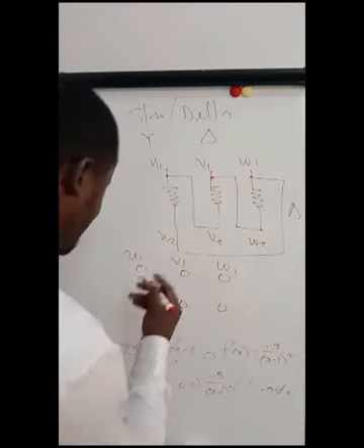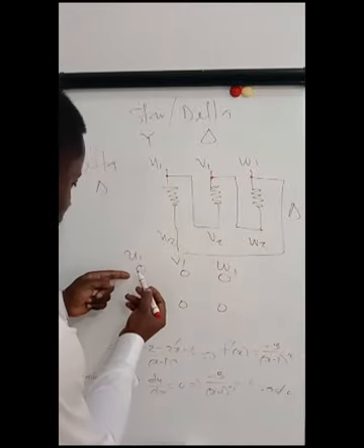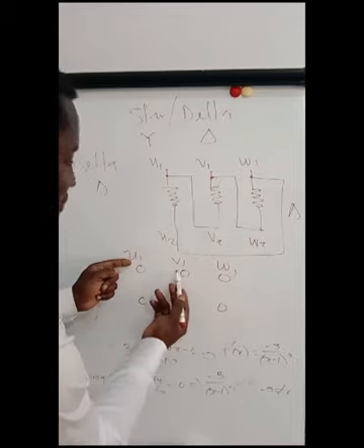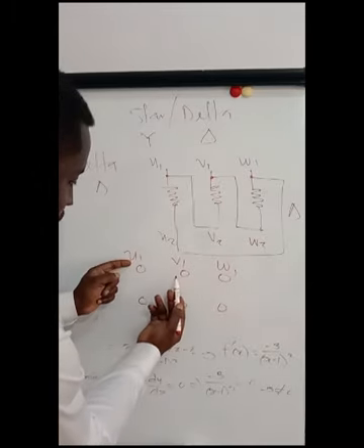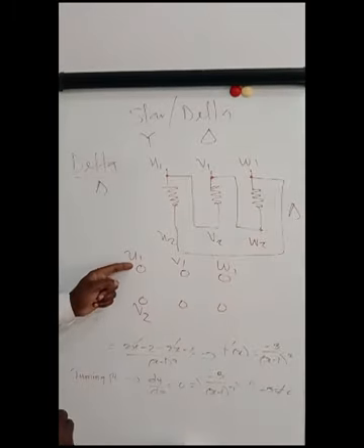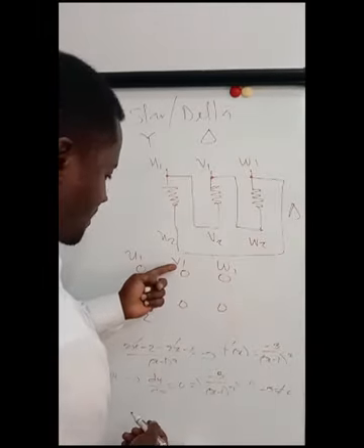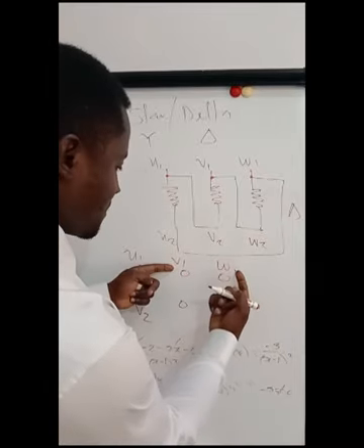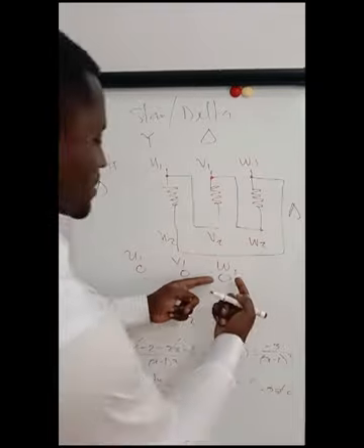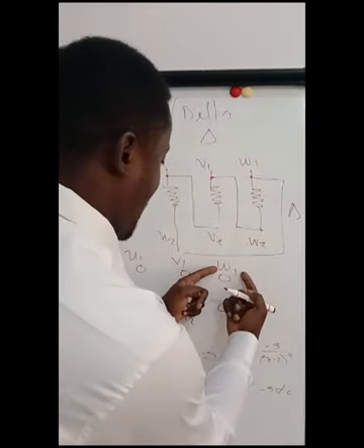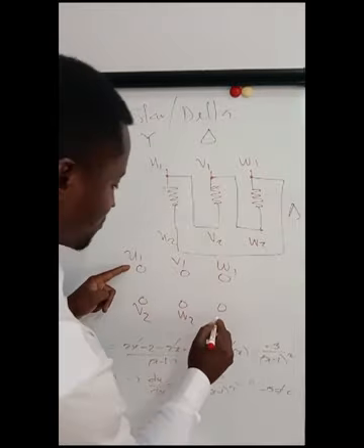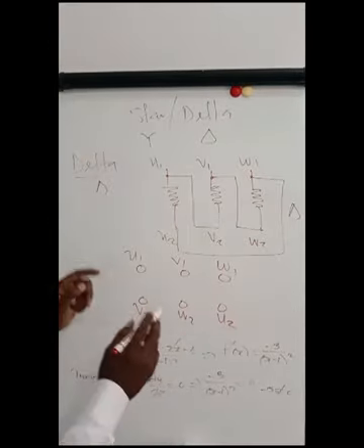So in delta, we need to connect the start of U1 to the end of V1, which will be V2. We have to bring V2 here in order to achieve that. The start of V1 is connected to the end of the next winding, which is W2. We'll bring it here. The start of W1 is connected to the end of the U winding, which is U2. So here will be U2 to achieve that.